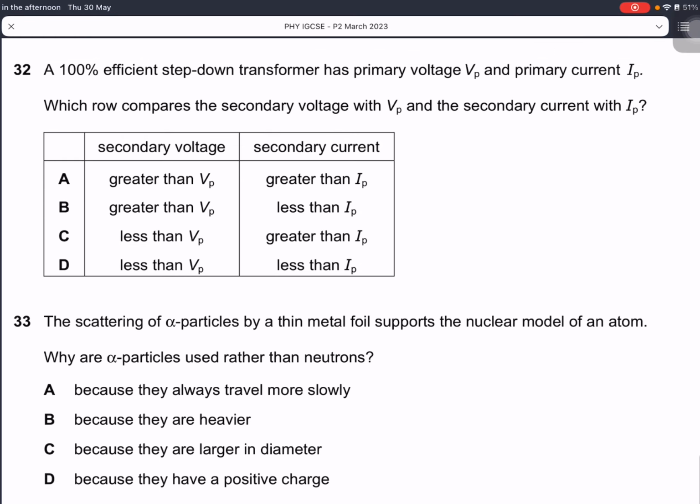100% efficient step down transformer. So be very careful. A step down transformer has primary voltage and primary current, which we compare with the secondary voltage and the secondary current. All right, first of all, what is a step down transformer? It will lower the voltage definitely. So we'll have a transformer here.